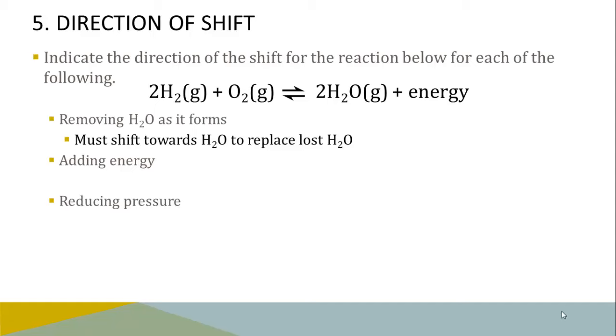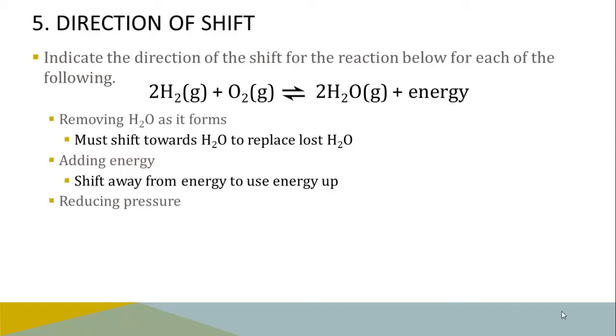So if you add something, we have to move away from it to use it up. So I'm going to shift towards my reactants, shifting away from energy, which is a product, so that I use it up. Lastly, reducing the pressure.